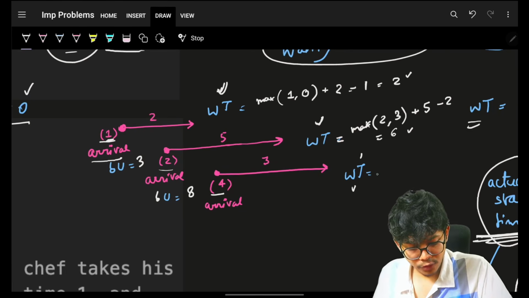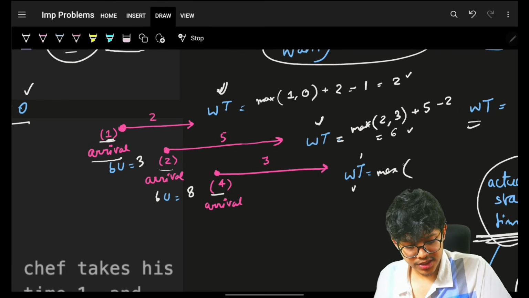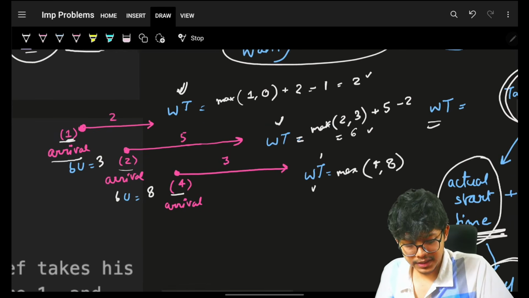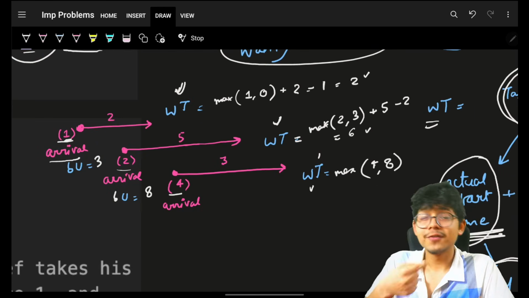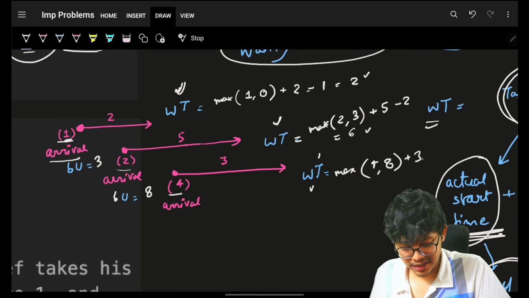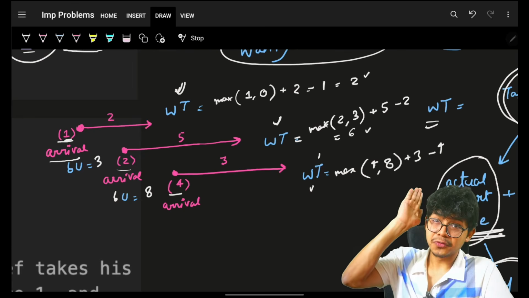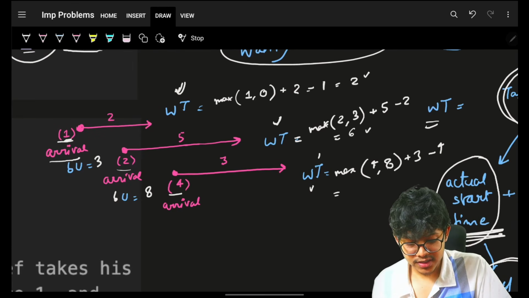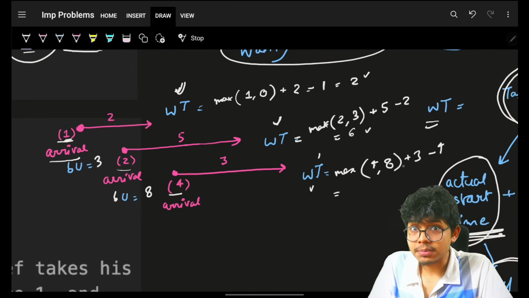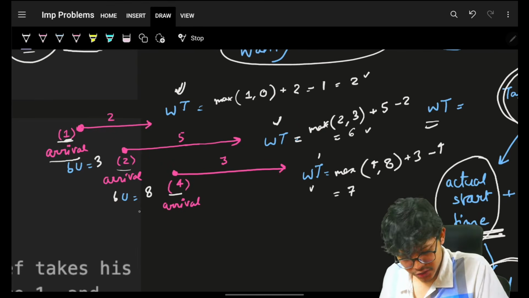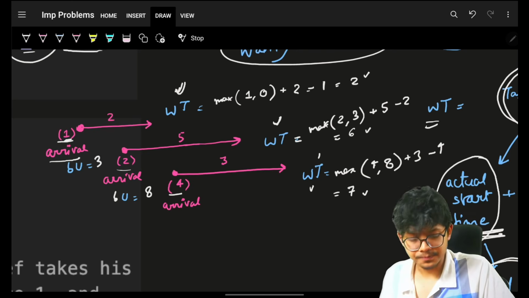Then again, what is the waiting time? The customer came at 8, and the chef was busy up till 8. This customer came at 4, and the chef was busy up till 8, and then I will take some time to make food. The customer was waiting since 4. So actually it is 8 plus 3, which is 11, minus 4. Simply the answer is 7. So my actual waiting time is 7.